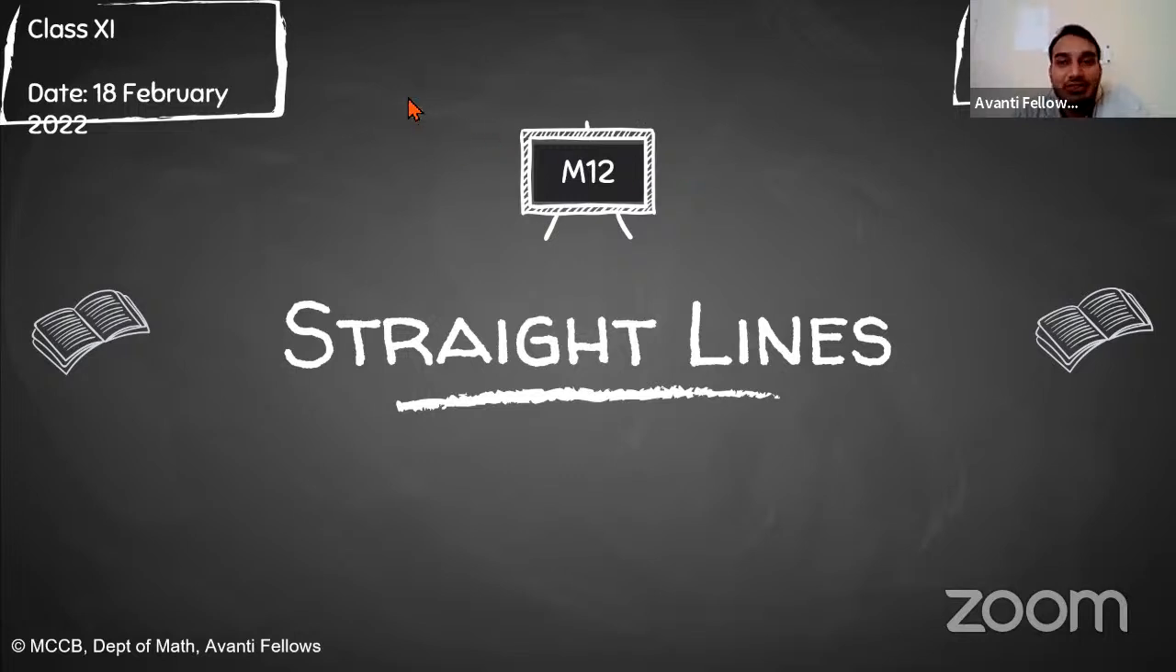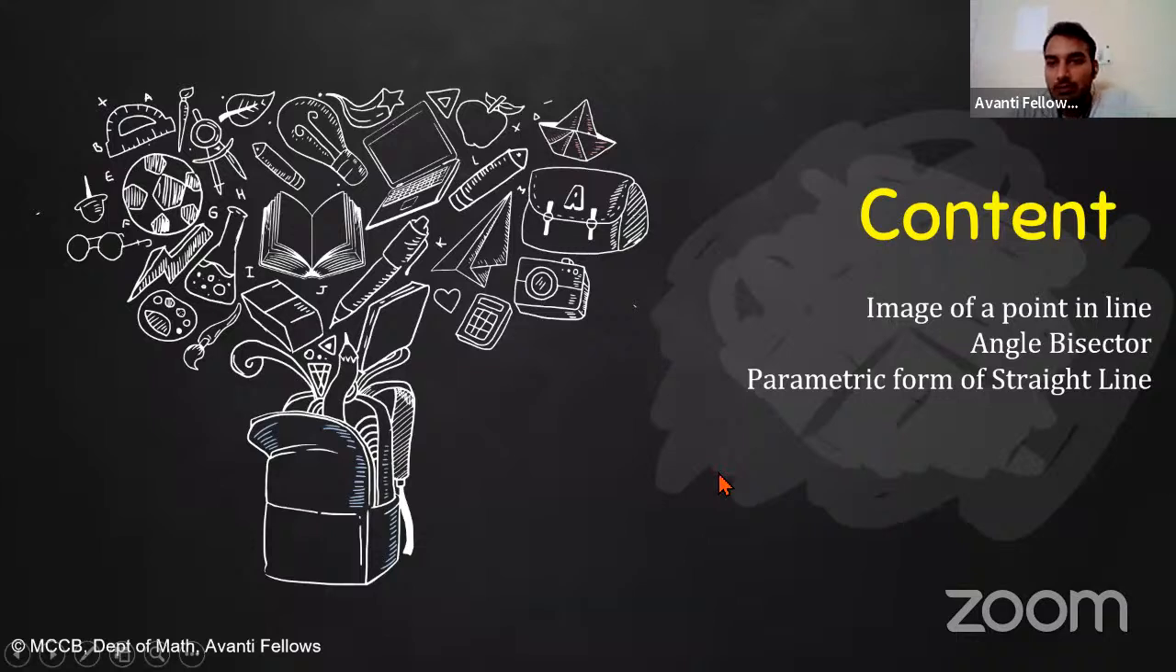Students, in the last class, what did we discuss? We were discussing the angle between two lines, and then we discussed the family of lines. So those things we have already discussed. In today's class, we are going to see the image of a point in a line, the angle bisector, the equation of the angle bisector, and then the parametric form of a straight line. So this is the agenda for today's class.